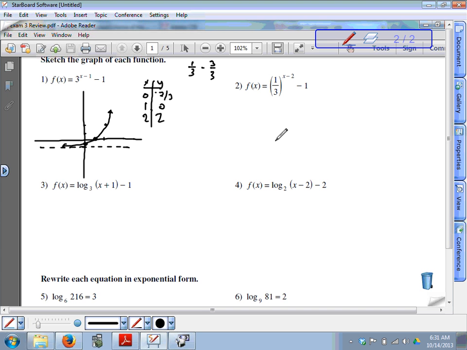Okay, right here on question 2, because the base is less than 1, still greater than 0, this is going to be an exponential decay graph. It's graphed the same way. We want to locate the horizontal asymptote, which, because of the -1, has been moved down 1 unit.